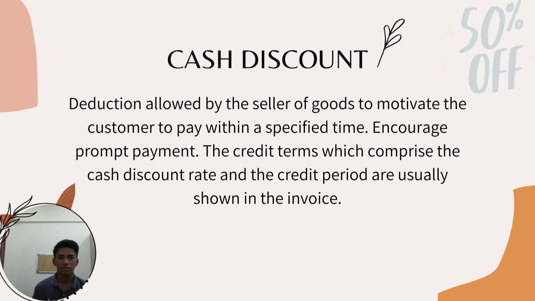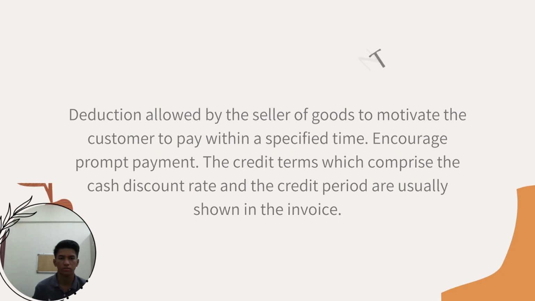So what is cash discount? Cash discount is a deduction allowed by the seller of goods to motivate customers to pay within a specified time. The seller also wants to encourage prompt payment. The credit terms, which comprise the cash discount rate and the credit period, are usually shown in the invoice.